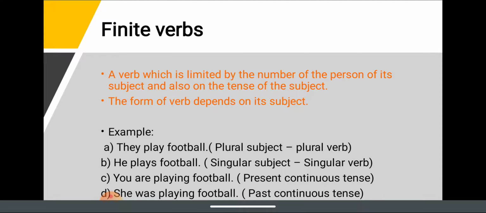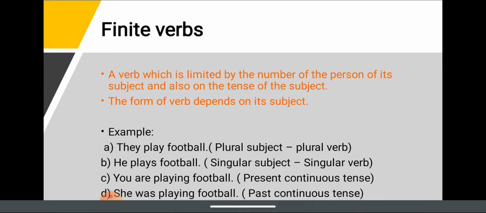So if there are finite verbs in such sentences, they always get changed. The form of the verb depends on its subject. If the subject is singular, the verb is singular; if the subject is plural, the verb is also plural. Let us see some examples. They play football. Here the subject is plural, they, and the verb is also plural. He plays football. Here the subject is singular and the verb is also singular.